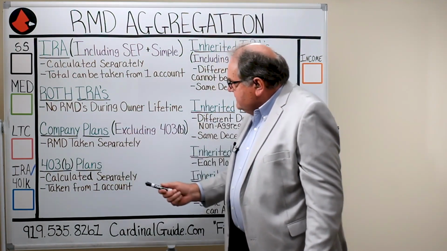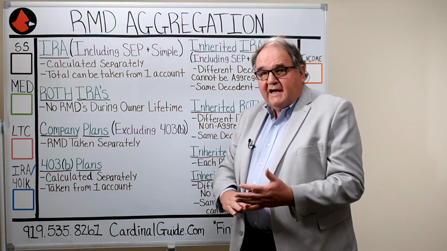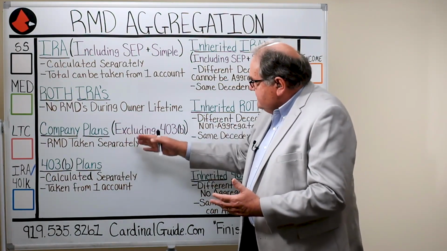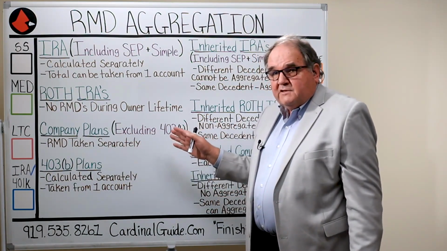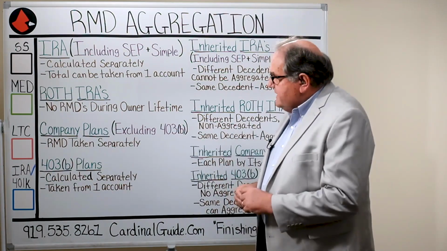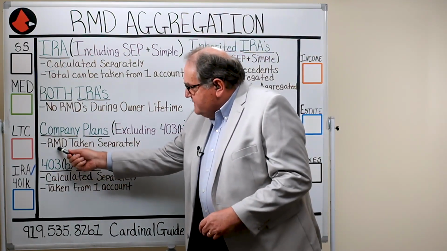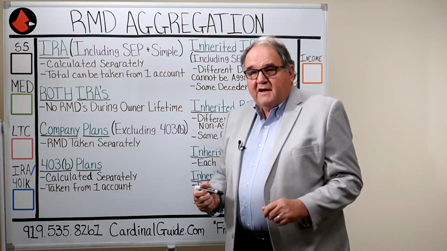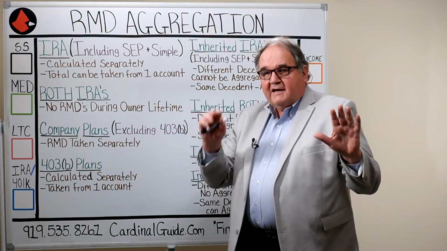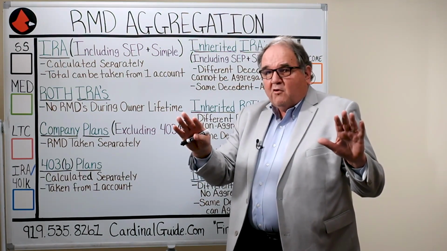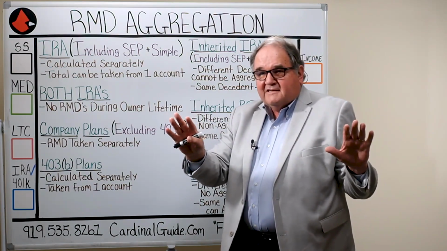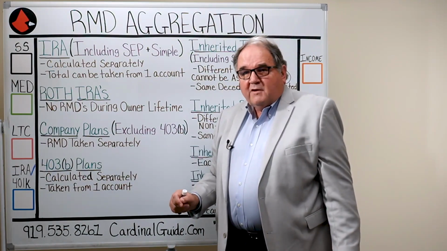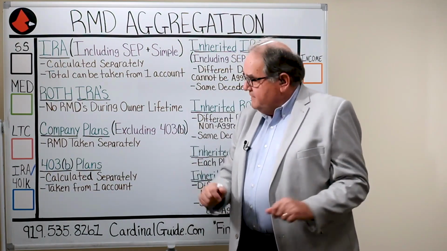Now, on company plans, which are going to be your 401ks, your 457s, that kind of thing, but a lot of these are 401ks, and this excludes 403bs, which are the things that teachers and hospital employees have. The RMDs have to be taken separately. Okay, so if you had an old 401k and a current 401k, or maybe they're both old 401ks, but they're different places, you can't do this aggregation business with 401ks. You got to pull the appropriate amount out of each account.